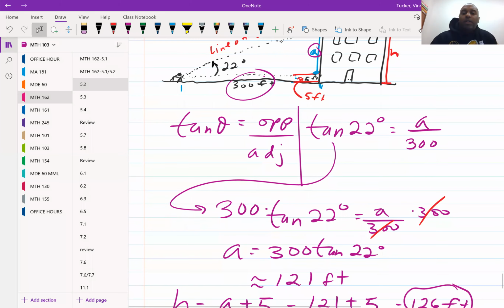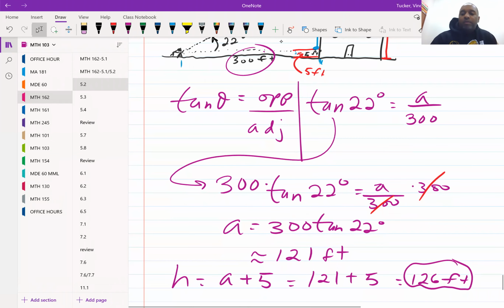All right. And then to find the full height, you add 5, because remember the line of sight was 5 feet from the ground. All right, questions? Questions on what we did there?